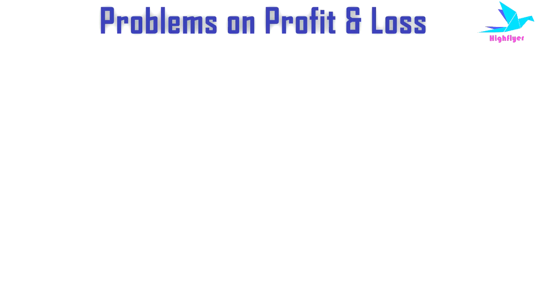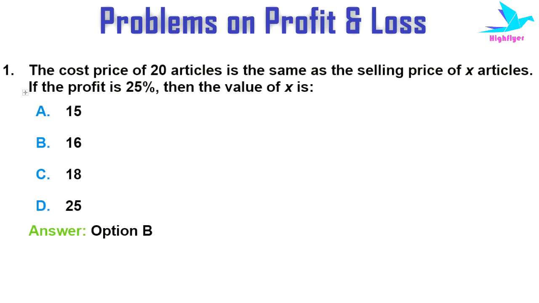Now let's look at some problems. First problem. The cost price of 20 articles is the same as the selling price of X articles. If the profit is 25%, then the value of X is. The options are 15, 16, 18 or 25. The right answer is option B, 16. Let's see how.